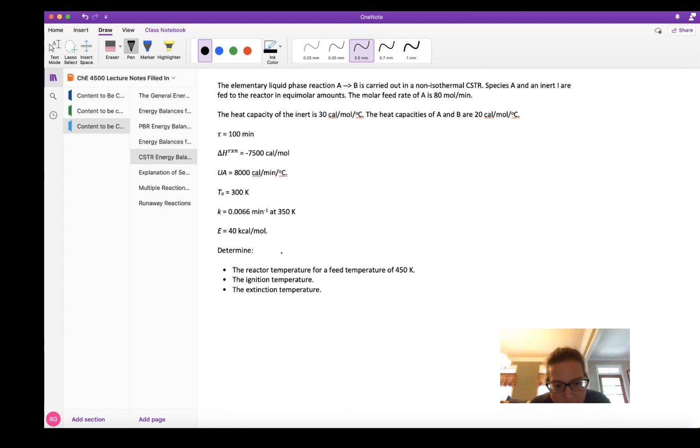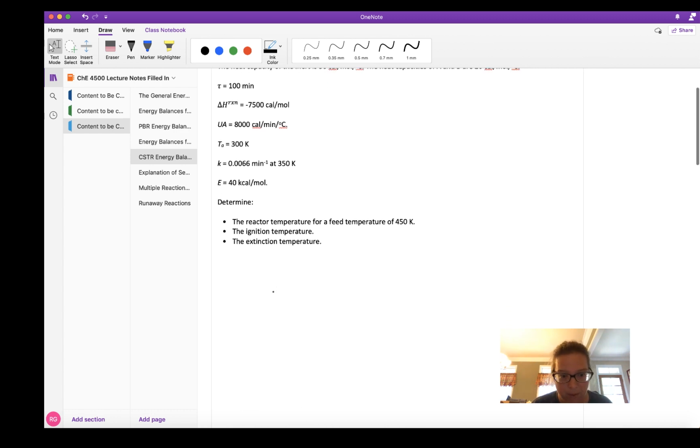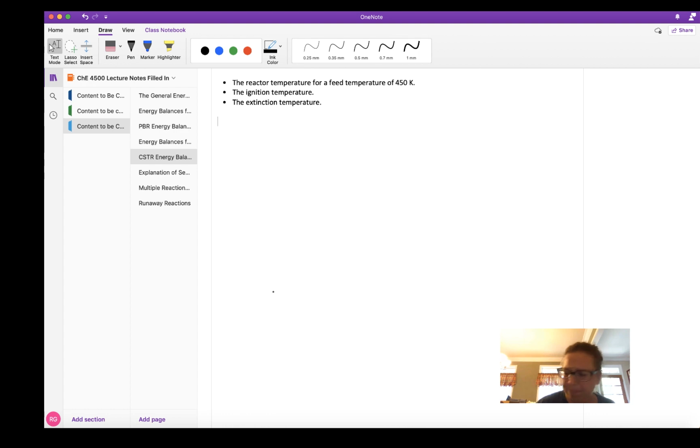And we're asked to solve for the reactor temperature for a feed temperature of 450 K, as well as the ignition and extinction temperatures. So I'll demonstrate what those are in a little bit. So first, let's derive the energy balance for this system, or derive the mole and energy balances.